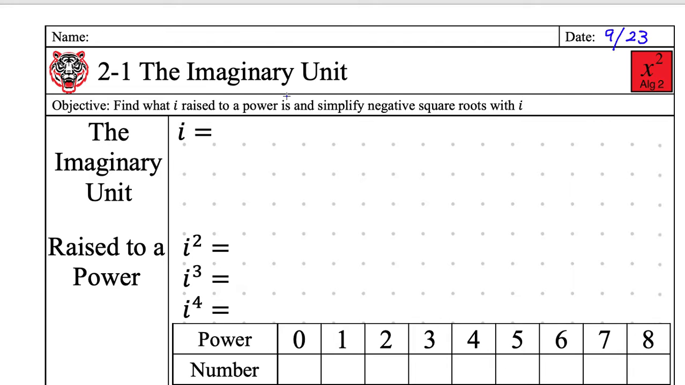Okay, the definition of i, and we are going to be doing this a ton if you take pre-calculus next year. My pre-calc students are doing crazy things in the complex realm. i is equal to the square root of -1. Everyone write it down. This is a definition you have to have memorized by heart. You need to know what i is.